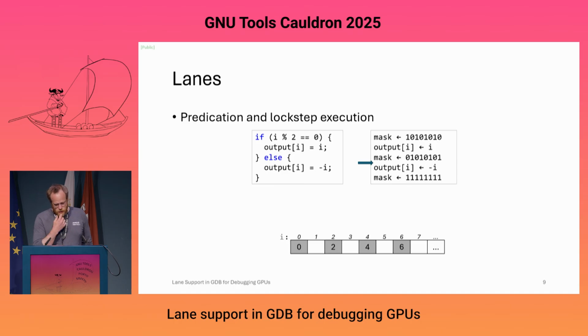And then we can carry on and continue executing everything. So output of I equals minus I is going to be executed only for lanes 1, 3, 5, 7, and so on. And that's what we have happening here. And when we get outside of that last basic block, we restore the mask to its original value, which was assumed to be everyone is active. That's pretty much the execution model we have.